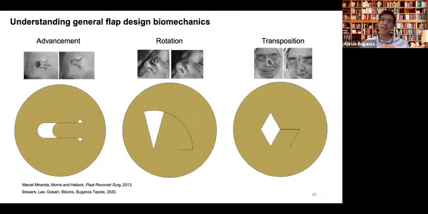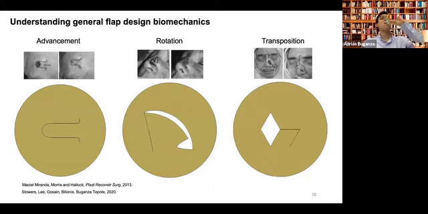So that's one example on the patient-specific case, and we wanted to take a step back and go back to the more idealized settings and how we can improve general guidelines of reconstructive surgery. And these are three flaps that are commonly used. This is the advancement flap. This is called the rotation flap. And this is called the transposition flap.